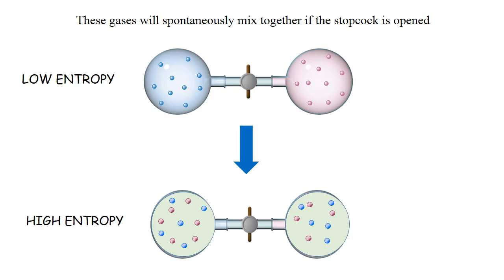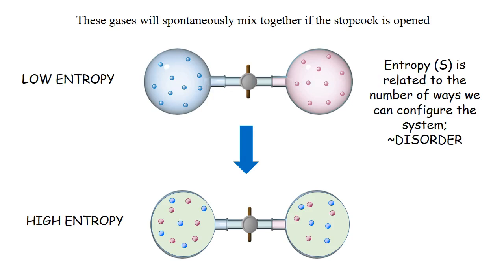So let's start by talking about entropy. Entropy is abbreviated with a capital S. And entropy is related to the number of ways that we can configure a given system. So it's related to the number of ways we can distribute those gas particles. The way we generally think about entropy in general chemistry is that entropy is like the amount of disorder in a system. So the more disordered a system is, the higher its entropy. So the top has low entropy because it's more orderly. The blue ones are specifically on the left-hand side, the red particles are specifically on the right-hand side. The bottom has higher entropy. There's more randomness in the system at the bottom.